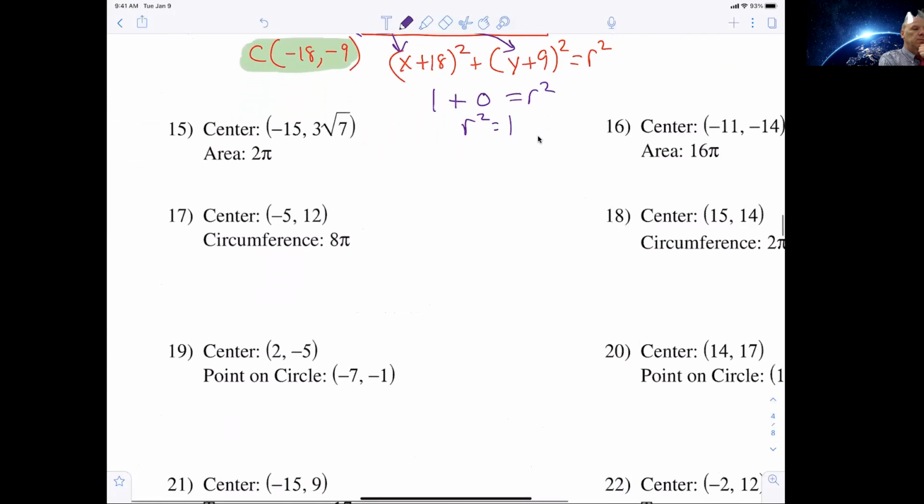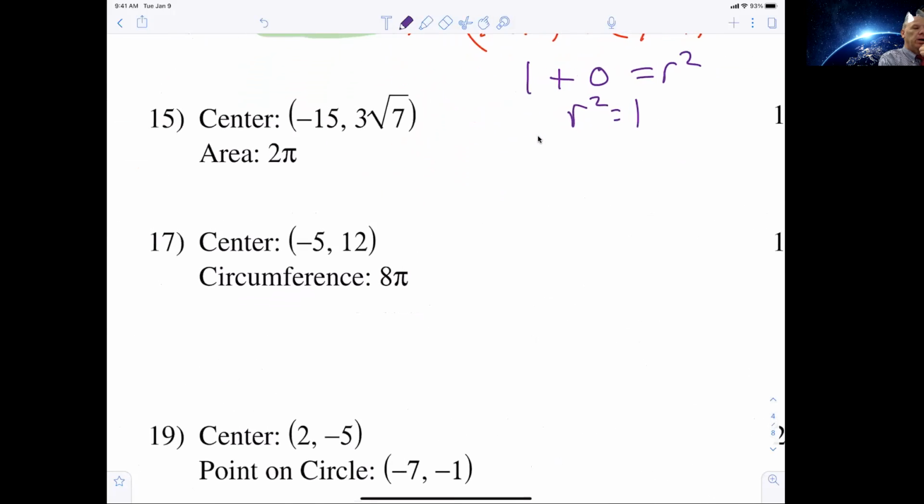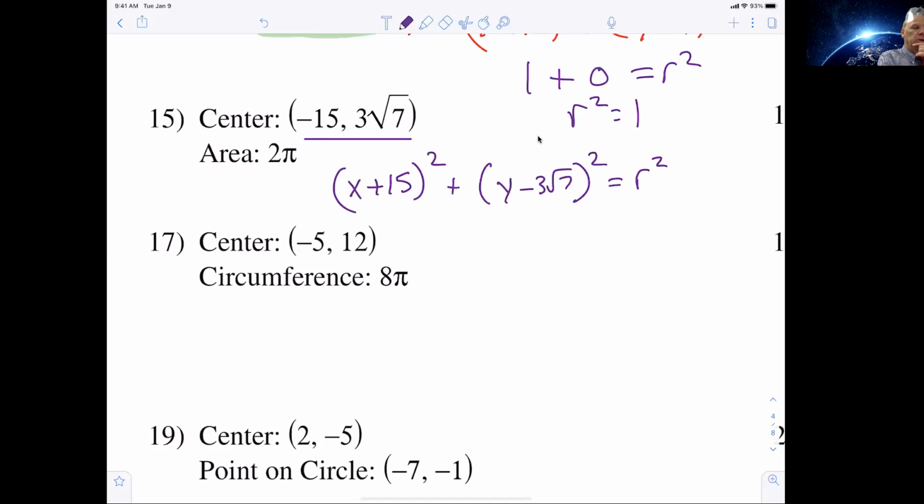All right, here we go. Number 15. So we have the center. Let's go ahead and write the equation. What's the equation? x plus 15 squared plus what? Yeah, don't be confused just because there's a radical. Equals r squared. Well, I know the area is 2 pi.